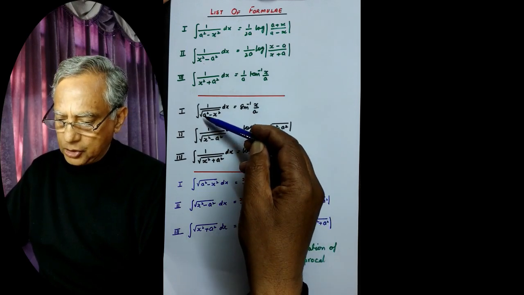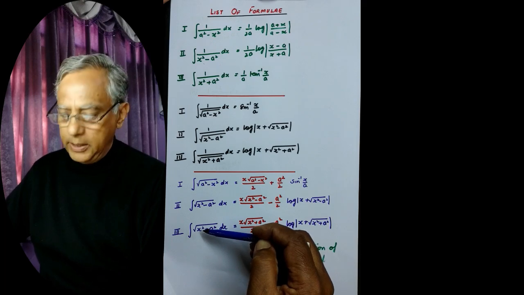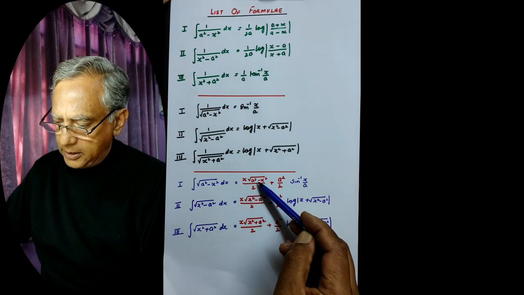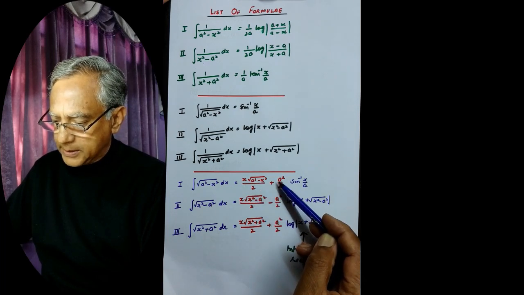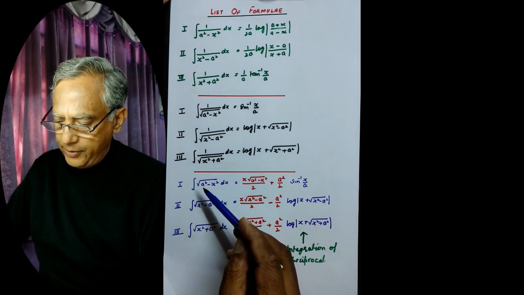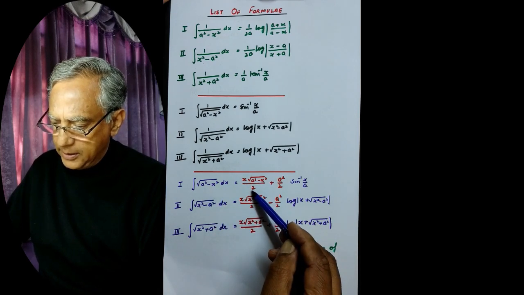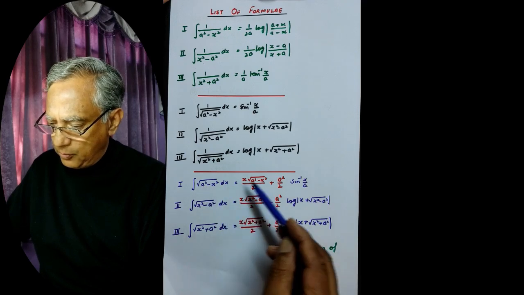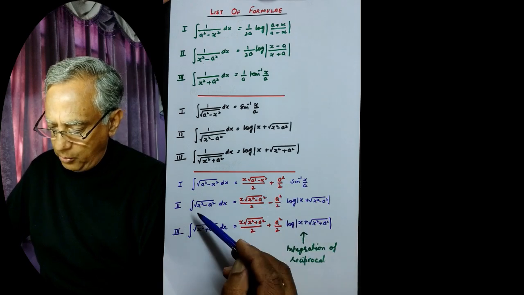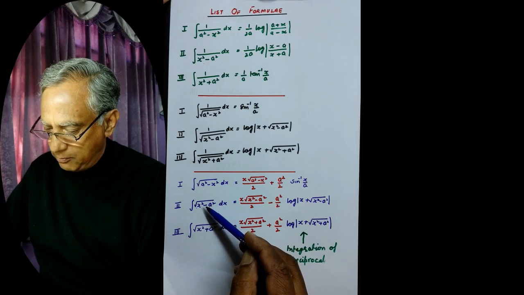And when these terms are in the numerator, we have another set of 3 formulae. For under root a square minus x square dx, we have x under root a square minus x square by 2 plus a square by 2. For each of these formulae, the pattern is the same. We have x into this by 2, plus, if it is positive here, a square by 2. Here we will have x under root of this by 2 minus, because it is a minus a square.